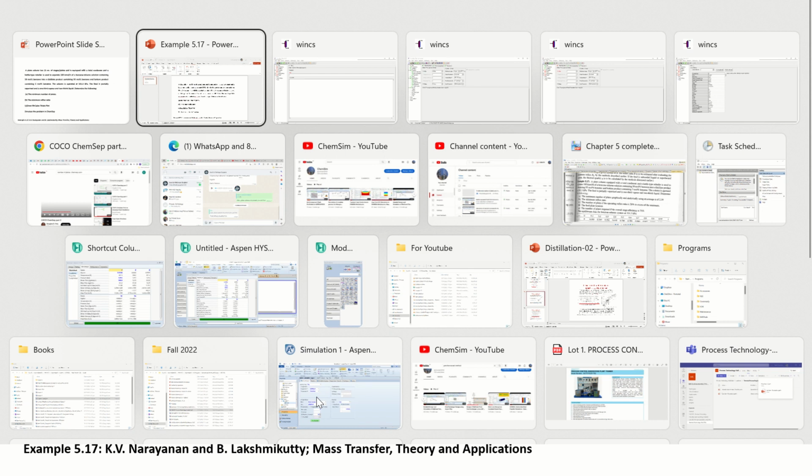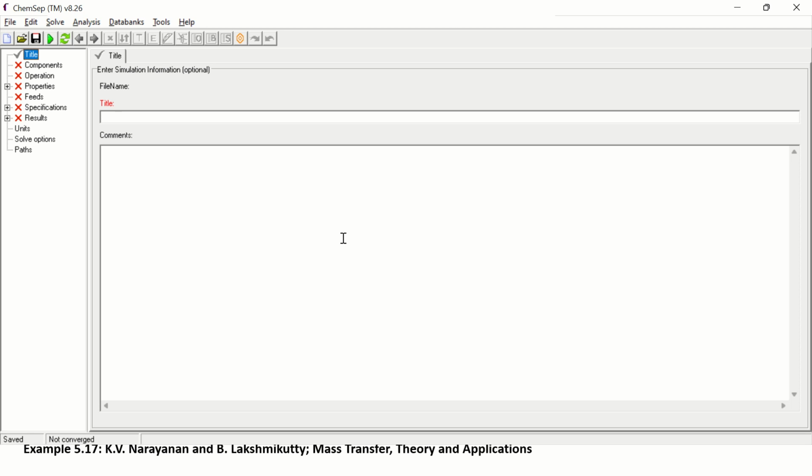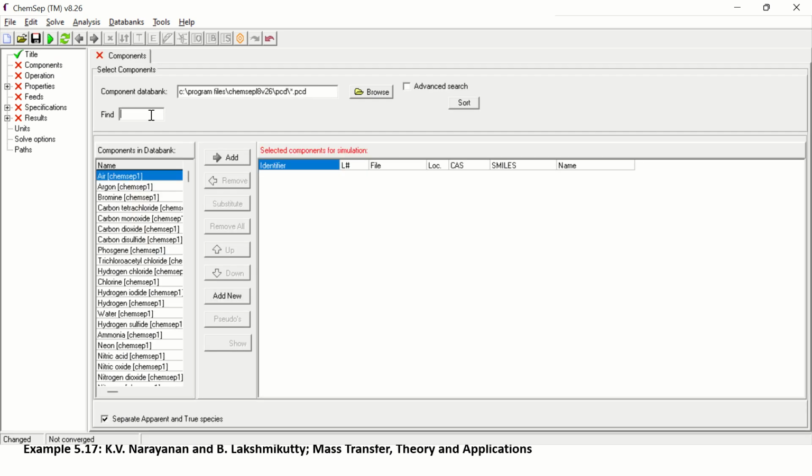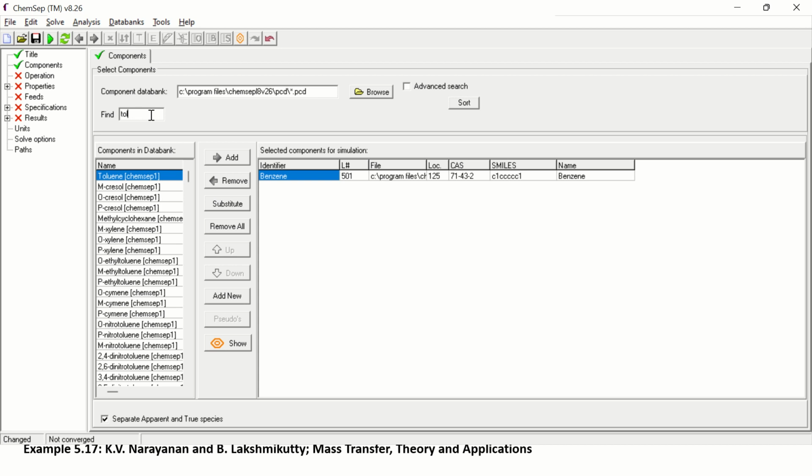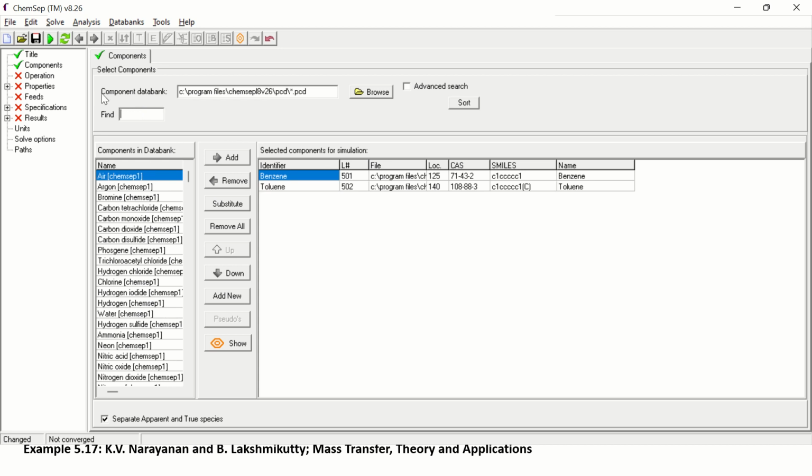So we have this ChemSep simulator, and here I am adding the title. So this is the distillation. Now go to the components, add component here. This is benzene, so click and press enter. Now toluene, press enter, and toluene will be added.